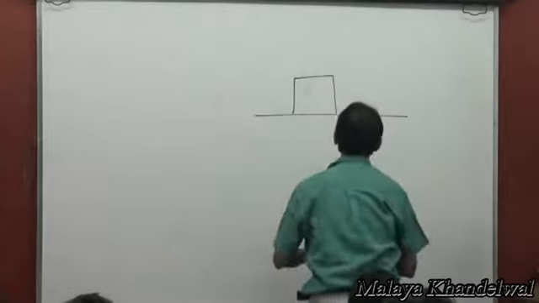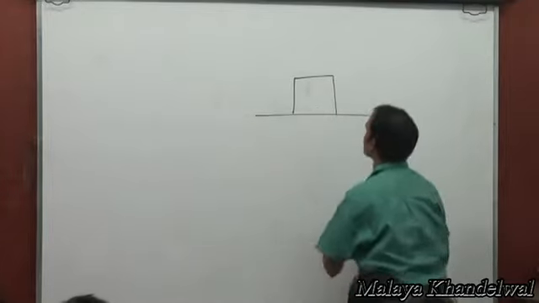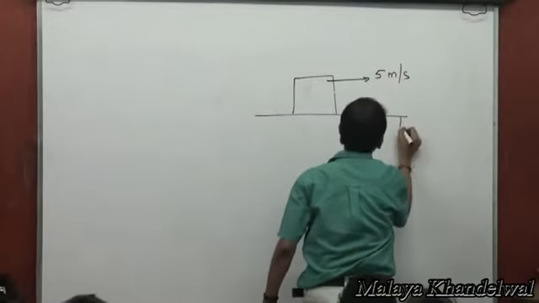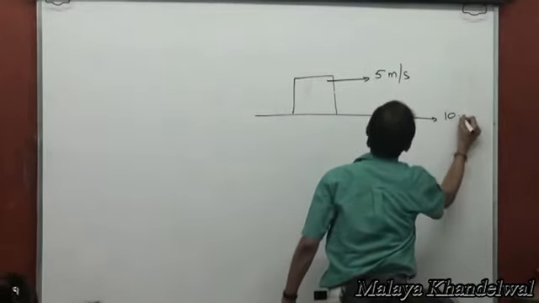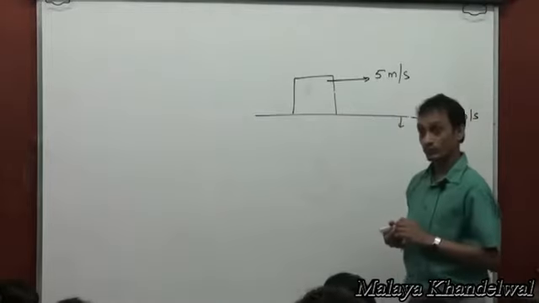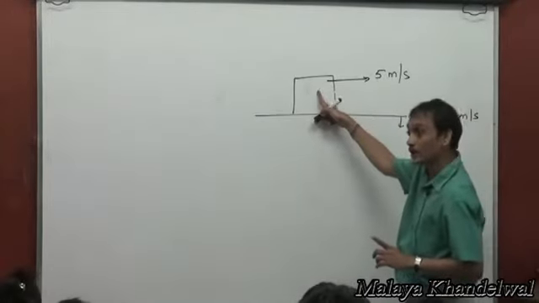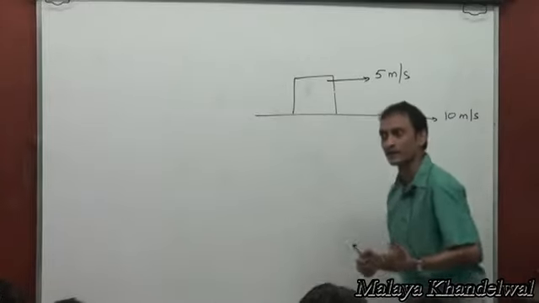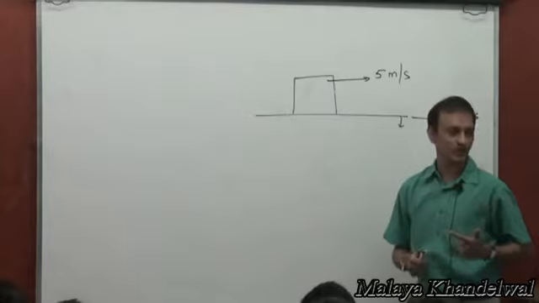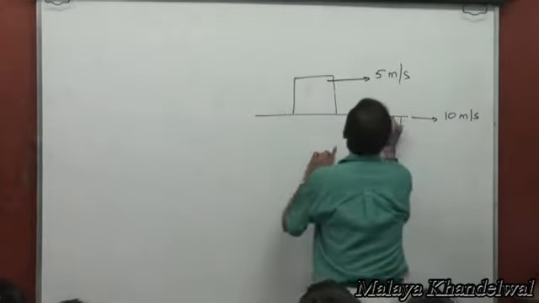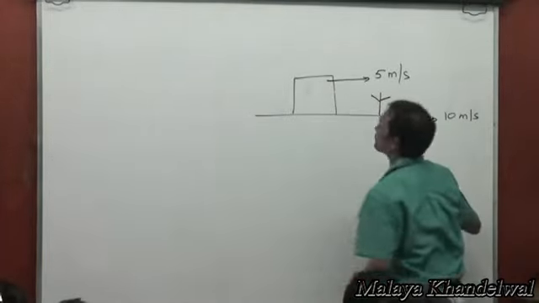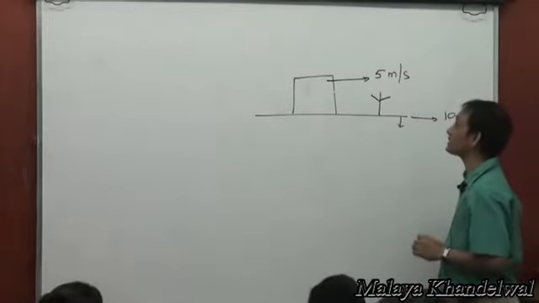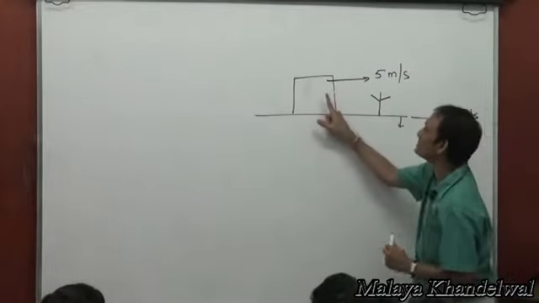But if I know that there is relative motion between the two surfaces, let's say this has a velocity 5 meters per second and this surface has a velocity 10 meters per second. Suppose this upper body has a velocity 5 meters per second, the fixed surface has a velocity 10 meters per second. Then there is relative motion between the body and the surface. If you are standing on the surface that has motion 10 meters per second, then what would you perceive?